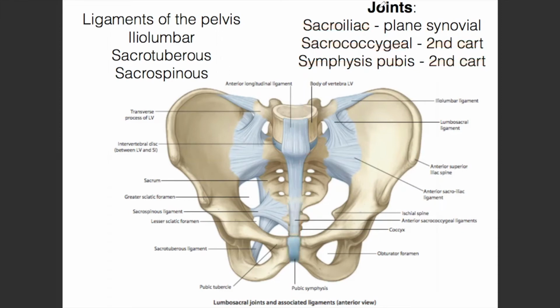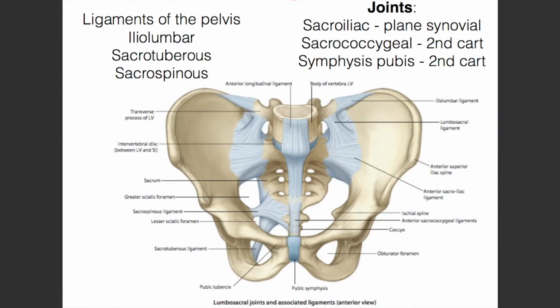So to repeat again really quickly, we have three important joints in the pelvis: a sacroiliac joint between the sacrum and the ilium, which is plain synovial. However, it is stabilized by ligaments, which makes it not as movable. Then a sacrococcygeal joint, which is secondary cartilaginous, between the sacrum and the coccygeal bone. Then a symphysis pubis, which is also secondary cartilaginous, between the two pubic bones. So this is the symphysis pubis. These two are secondary cartilaginous because all of the joints in the midline are secondary cartilaginous. So it's a rule.